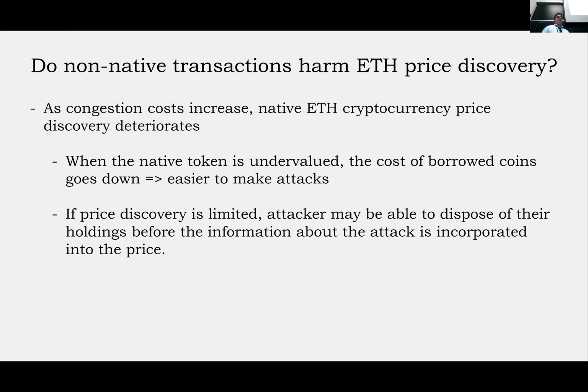And also, if the price discovery is limited, this says that it takes a lot of time for information to be incorporated into the prices because trades are slow. Then it's possible that you could dispose of the holdings. If I make an attack on Ethereum, I can then dispose of this Ethereum token before the information about the attack is incorporated into the prices, right? So you make the attack, and then before the token reflects the fact that there has been an attack, you dispose, and the information is not incorporated into the price.